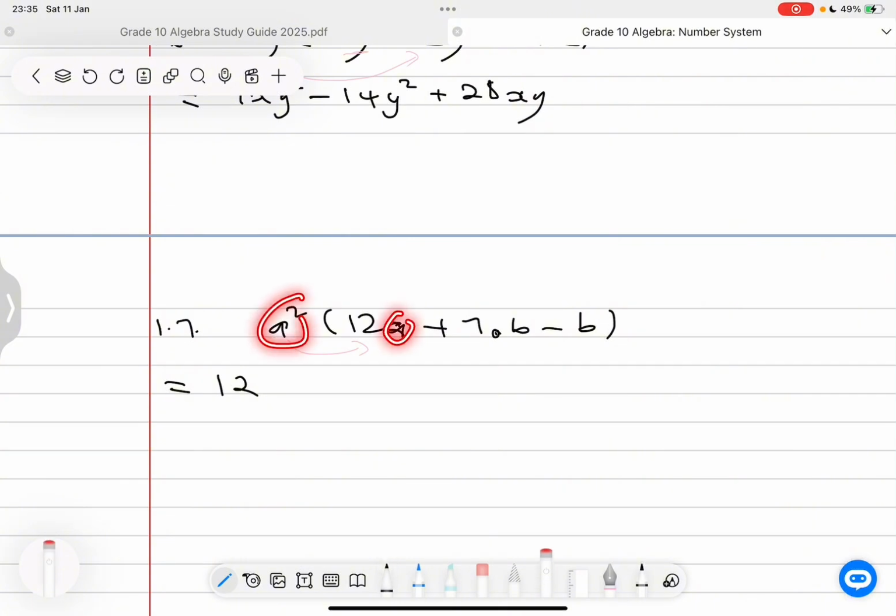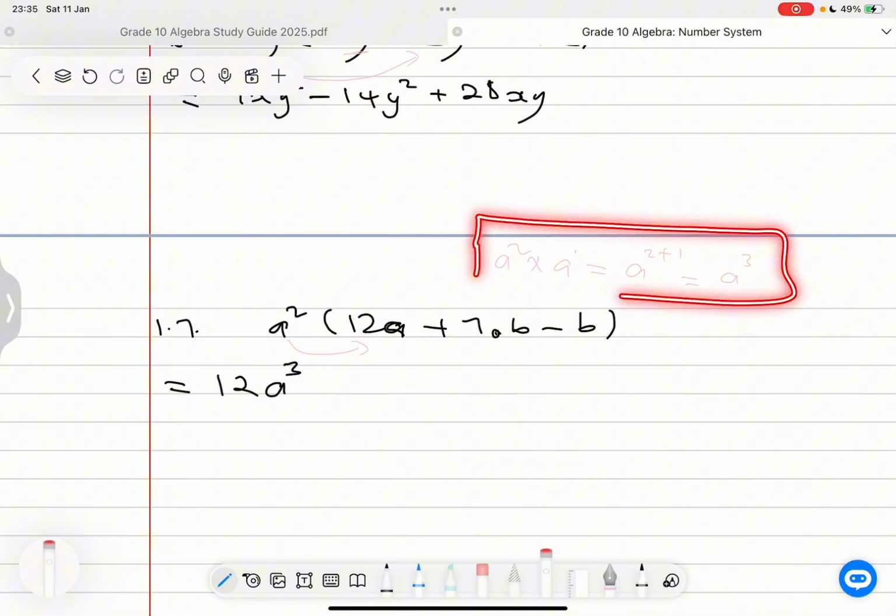But here we're going to say a squared times the a, right? Now this will give me a squared times the a. It means I keep the base. Remember here I have an invisible 1, and add the exponents. So I'm going to have 2 plus 1, which is going to be a to the power 3, right? So it means here I'm going to have a to the power 3, right?